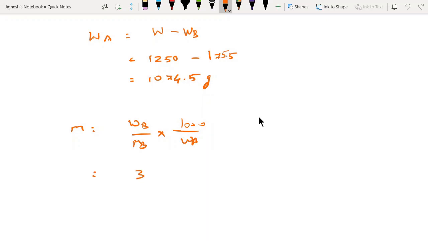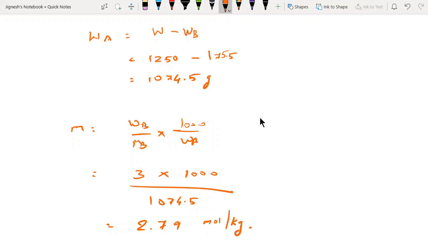WB upon MB is 3 moles, we already know. Multiply by 1000 divided by 1074.5. Now let's do this calculation. So 3000 divided by 1074.5, and the answer comes like this: 2.79. You can write mole per kilogram. This is the molality of the solution, and this is the answer.